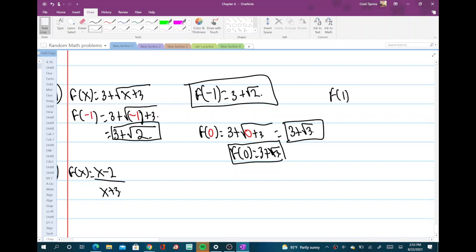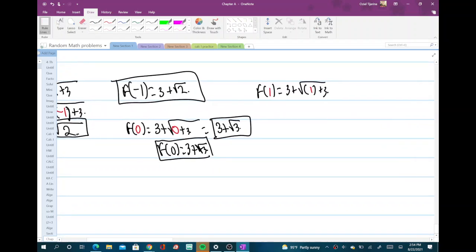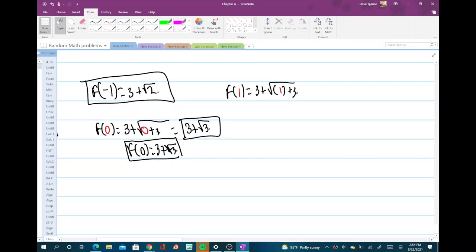So f of 1, let's do f of 1. So f of 1 is going to be the following: 3 plus the square root. We're going to do parentheses, and we're going to put a 1 for x plus 3. Because it's positive, we don't have to include plus or minus. We know it's positive; we're adding, not subtracting, okay? So we have 3 plus the square root of 1 plus 3. This is 3 plus the square root of 4, since 1 plus 3 is 4. So what is the square root of 4? We know that's 2, right?